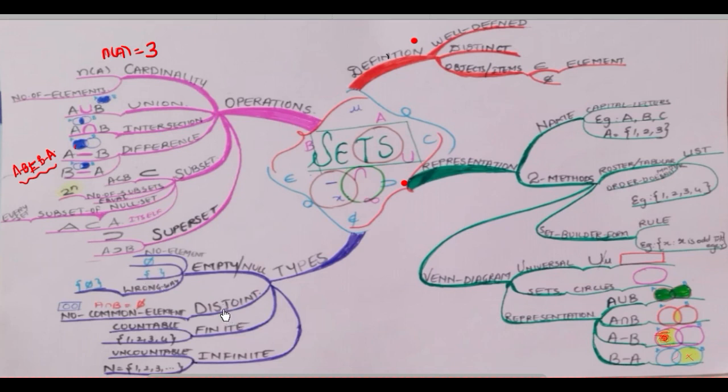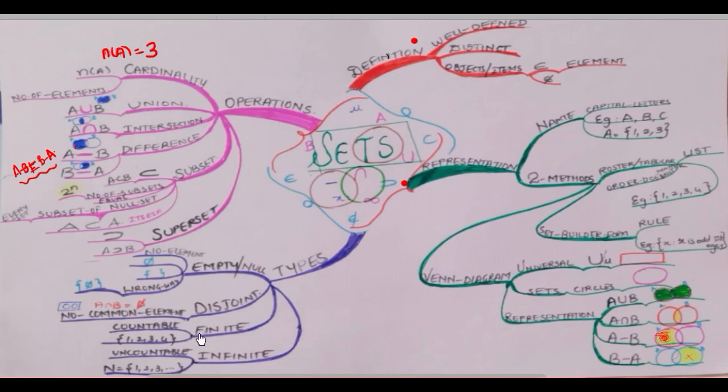Then coming to the next one, disjoint set. Disjoint sets are the sets which have nothing in common. If A and B are two sets, if they have no element that is common, then they are said to be disjoint sets. So, if we find the intersection of those two sets, A intersection B, because there is nothing common, it will be a null set.